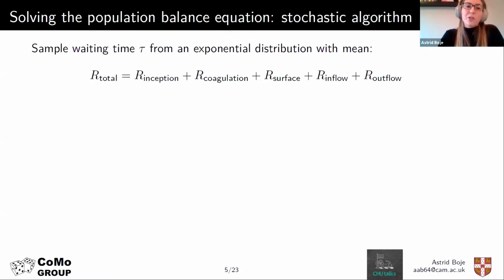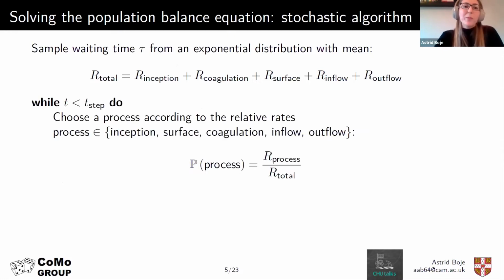So in order to solve this system, we use a stochastic algorithm, which essentially takes the total rate of all the particle processes and uses it to predict how frequently events will happen. So that's the waiting time, as well as which events will happen. So we inform the probability that an event will occur by the relative ratio of that process rate to all of the rates in the system. And then we perform that event.